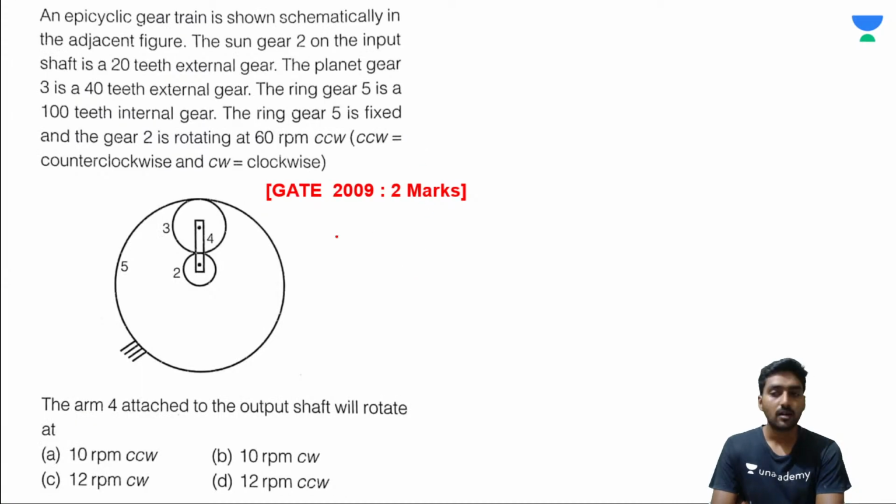Today's first question is a GATE 2009 Mechanical Engineering 2-mark question. An epicyclic gear train is shown schematically.